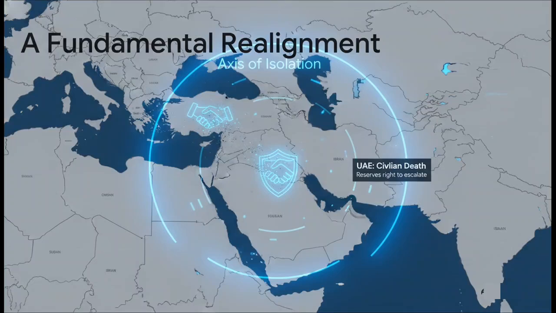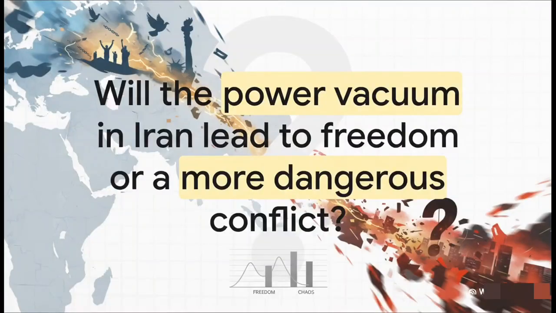Those Iranian missiles completely blew up that fragile peace deal that was forming between Saudi Arabia and Iran. Instead of staying on the sidelines, the Saudis condemned Tehran and actually offered military support to the coalition. The UAE had a civilian killed, so they reserved the right to escalate. The result was amazing, really. For the very first time, you had the Gulf Arab states, the US, and Israel all on the same side, united against Iran.